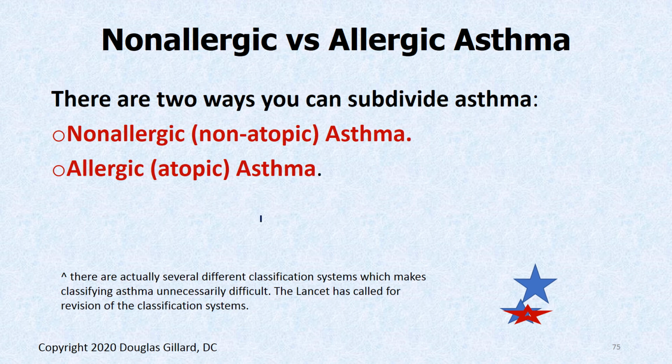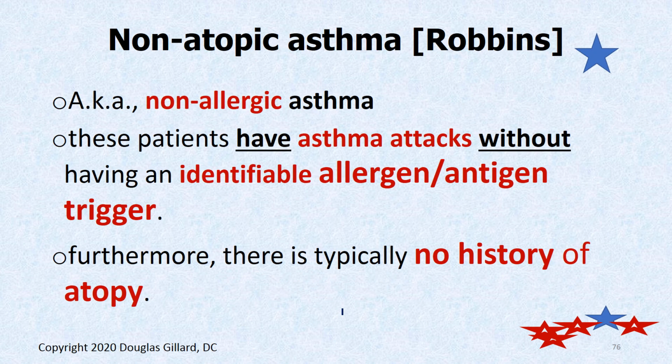There are some really complex classification systems, but even The Lancet, which is one of the greatest journals in the world, that and the New England Journal of Medicine are the top two in the world, wrote a piece about how ridiculous some of these classification systems are, and said to keep it simple. Allergic versus non-allergic is a good way to categorize these things.